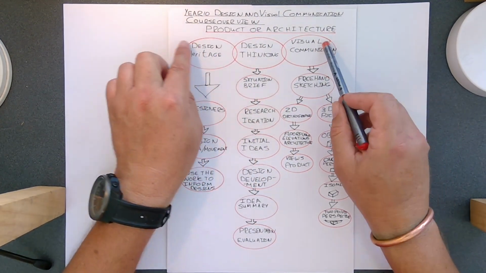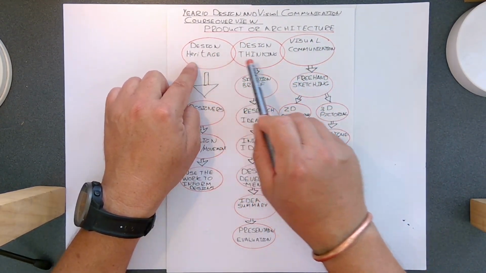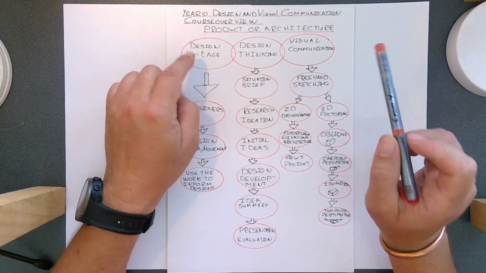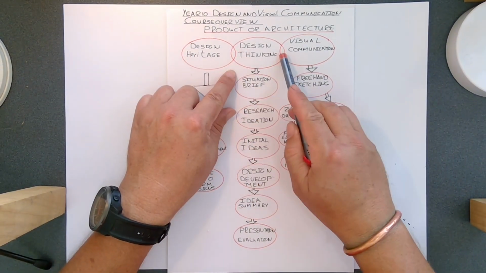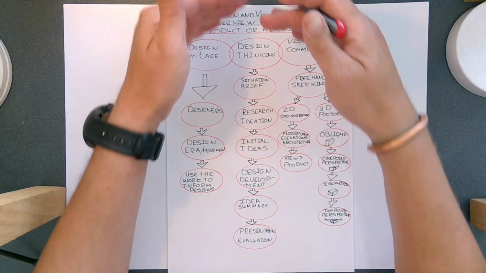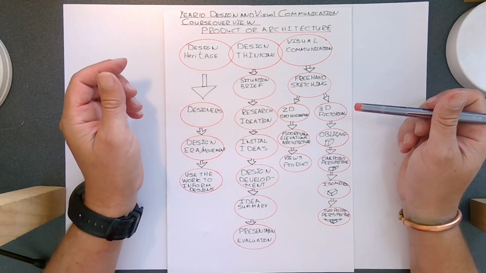So these three, design heritage, design thinking, and visual communication, these three ideas make up the subject. So that's why I interlinked them like that. So it makes up the big subject called design and visual communication.